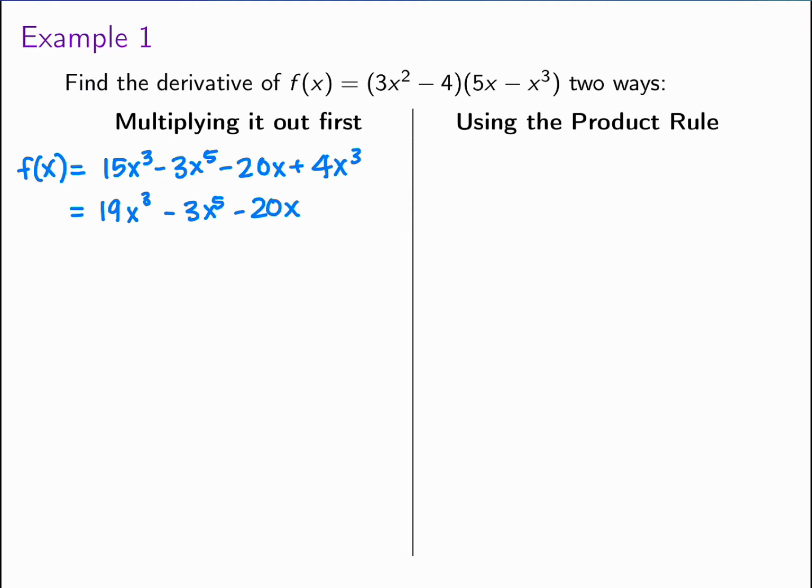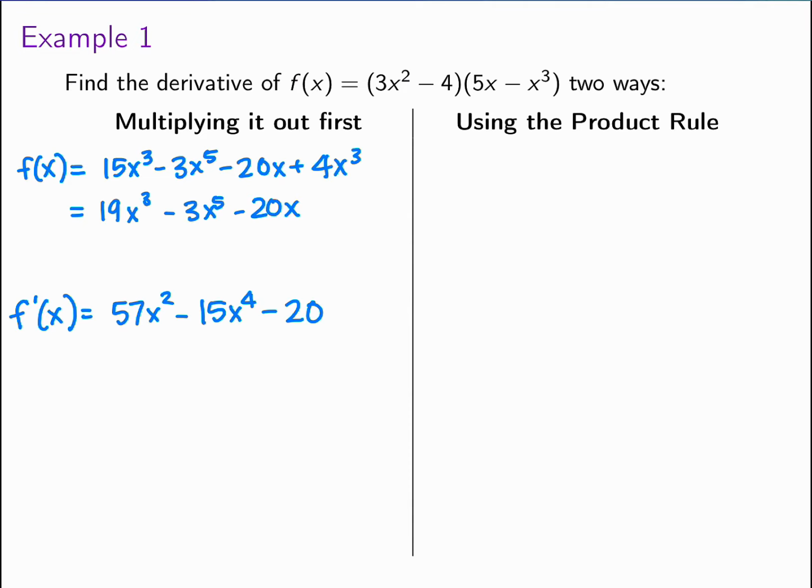I've just multiplied this out so I can get a nice polynomial and use my power rule and my constant multiple rule to clean this up and find the derivative. So f prime of x is our derivative. So let's use the power rule. Derivative of 19x cubed is 57x squared, minus 3x fifths derivative will be 15x to the fourth. And then minus 20x's derivative will be 20. So there is our derivative. And that is not using the product rule. That is just multiplying this function out first and then taking its derivative.